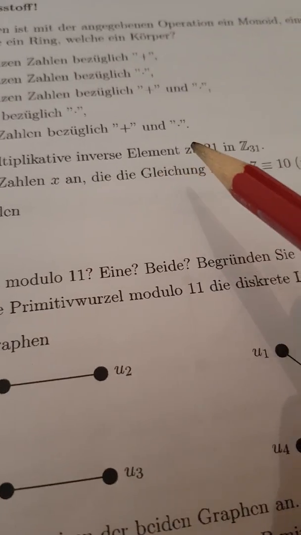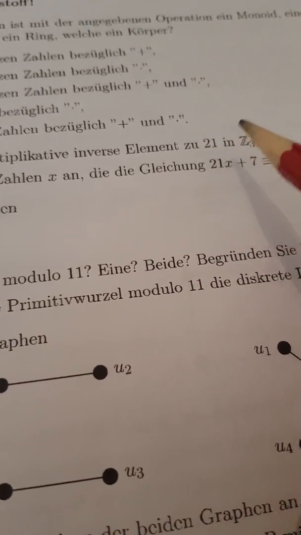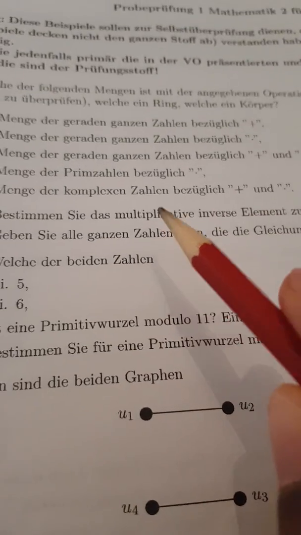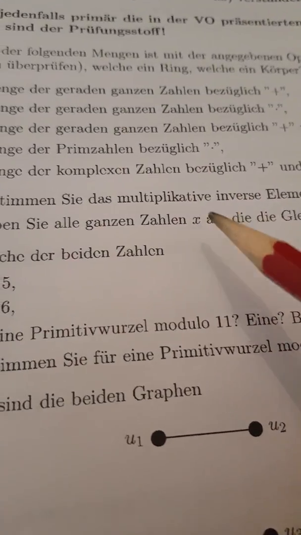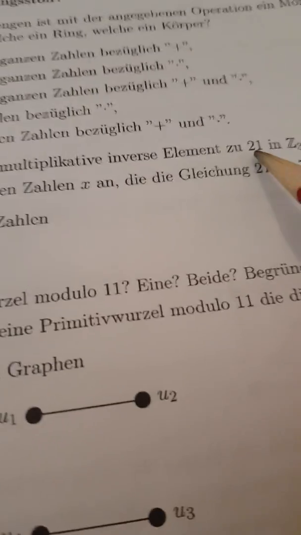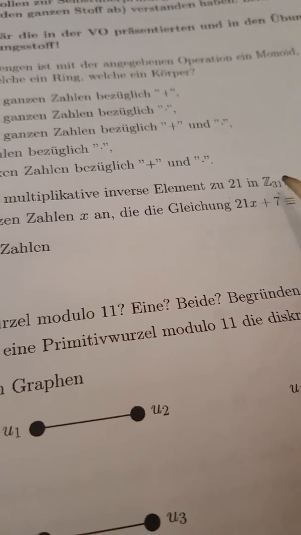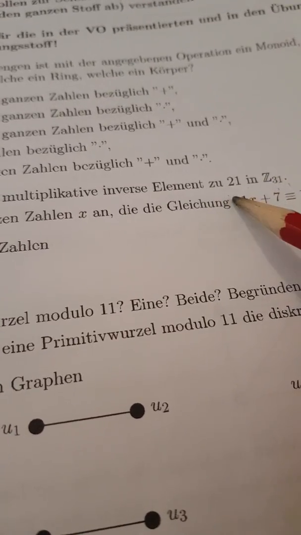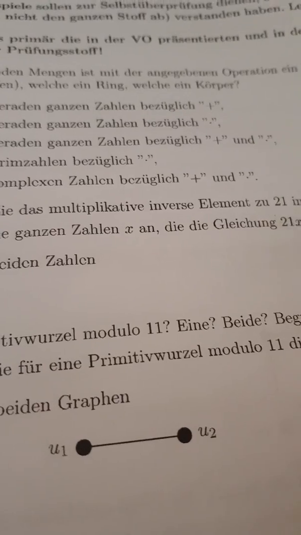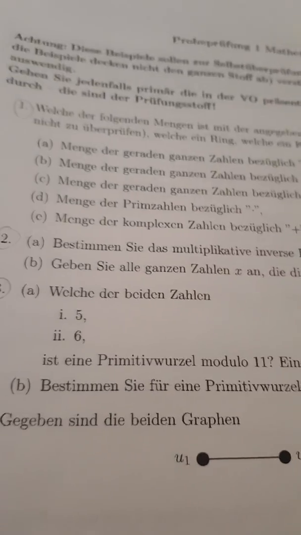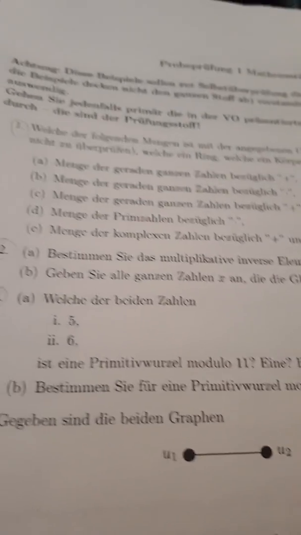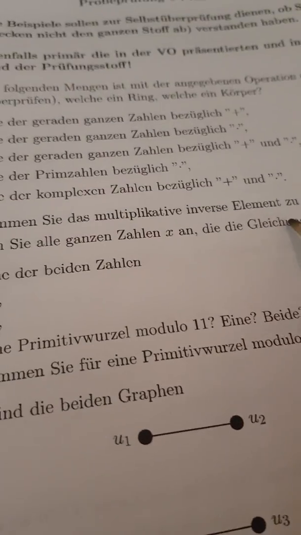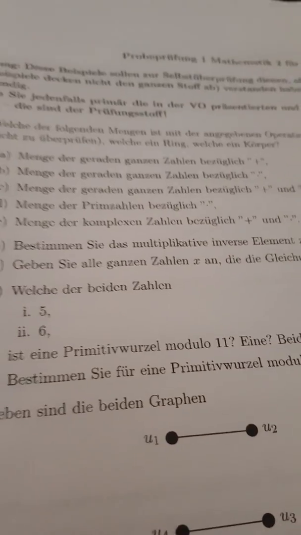Determine the multiplicative inverse of 21 in Z31. This is telling us that we must find the multiplicative inverse of the value 21 in Z31. That's the same as saying 21 mod 31. 21 mod 31 is... no, it is 21. Sorry, it is 21. And now we must find the multiplicative inverse. And how do we do this?